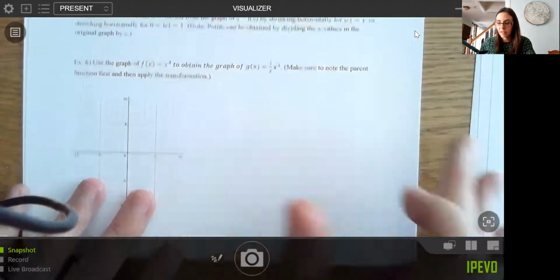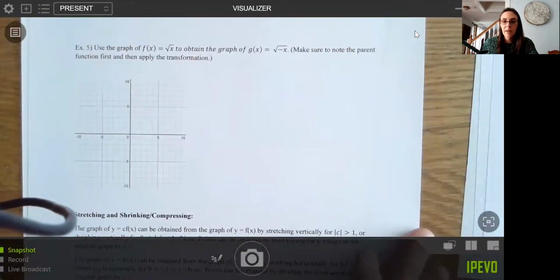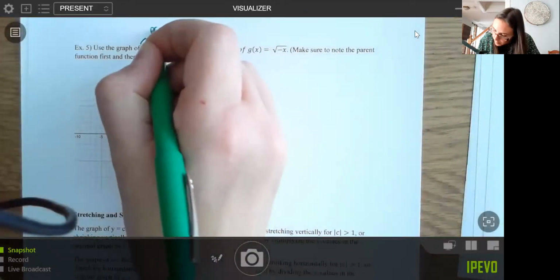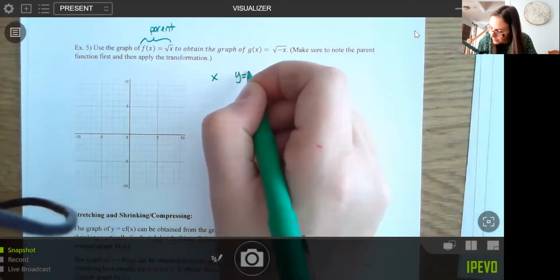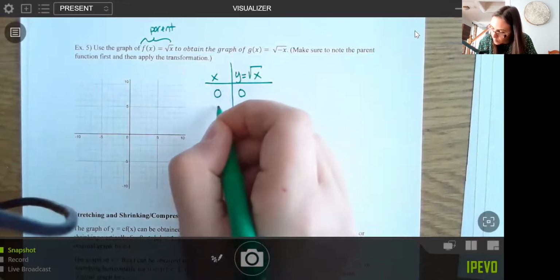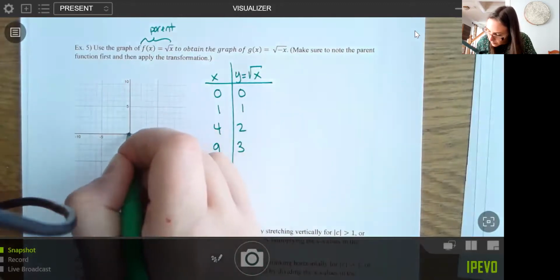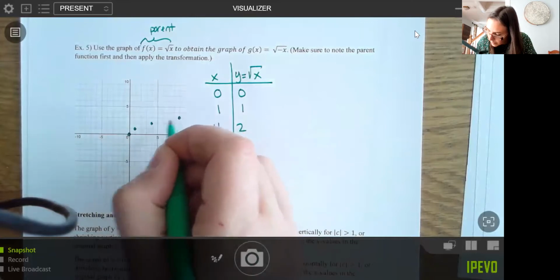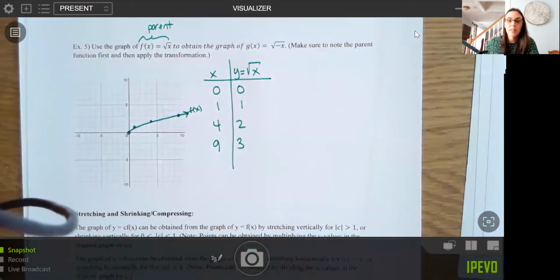Let's do one more reflection. So here we have our square root function. And we already did this one, so I'm just going to quickly rewrite some of our points. So we did 0, 0, we did 1, 1, we did 4, 2, and we did 9, 3. Right, so once you have those points, save them. Don't throw away your work, because you're going to need them for other examples.